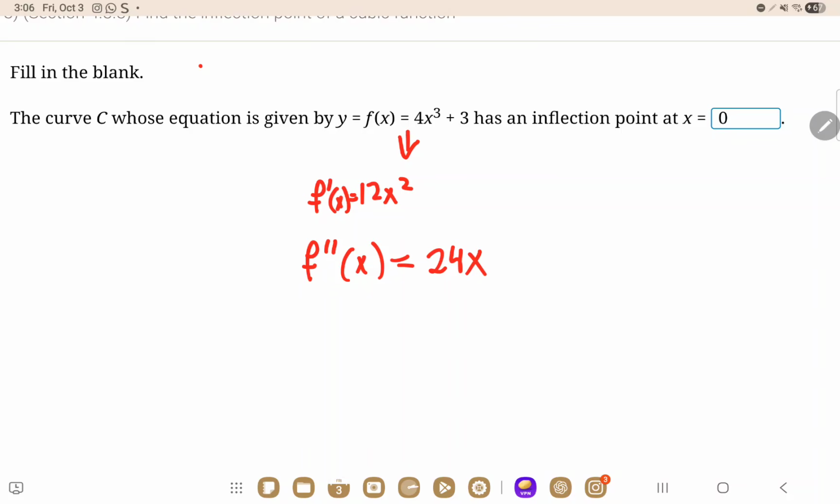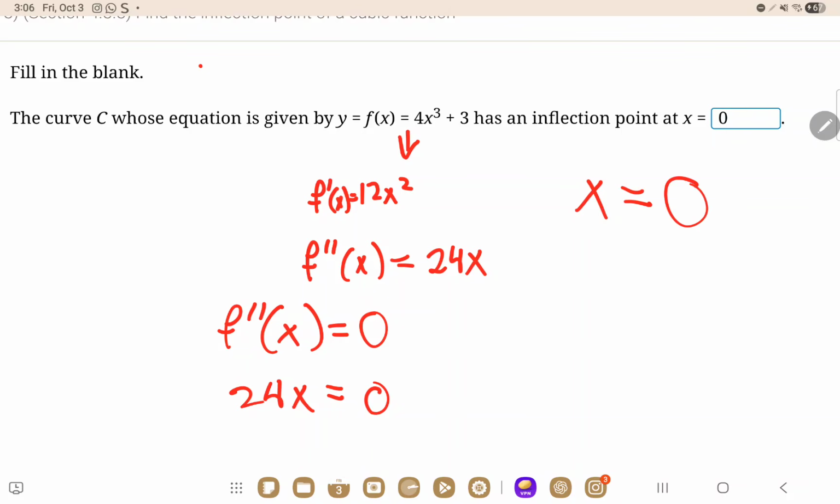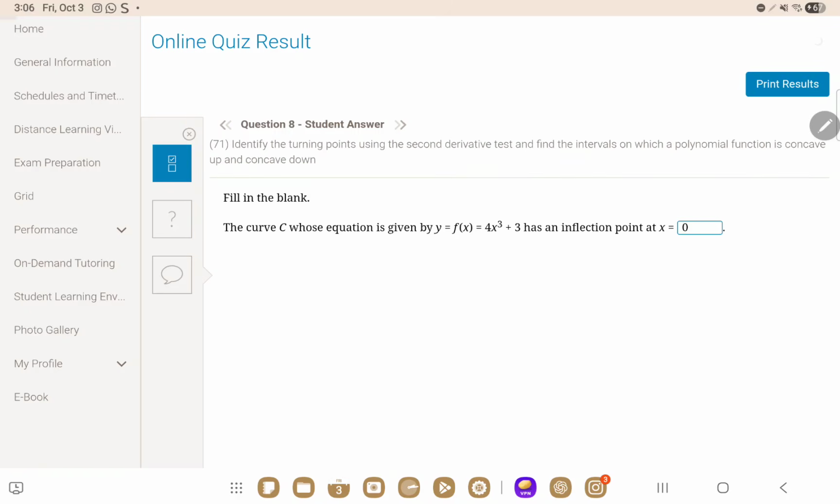Now to find the inflection point, you find where f double prime x is equal to 0. Then 24x equals 0. So what's the inflection point? The inflection point happens when x equals 0. And that is it. Moving on.